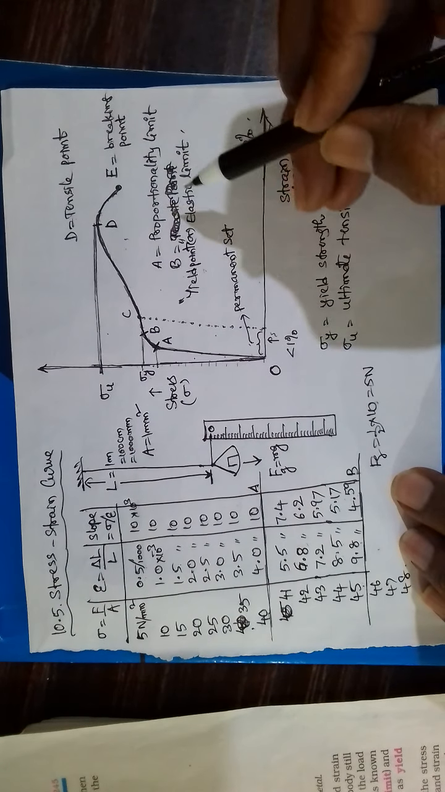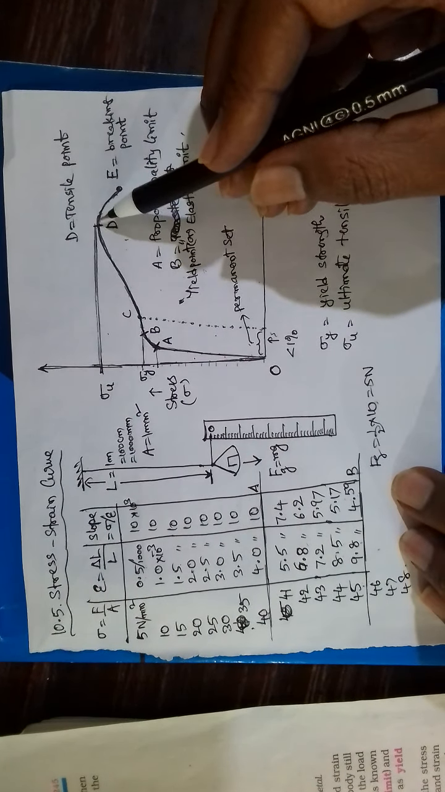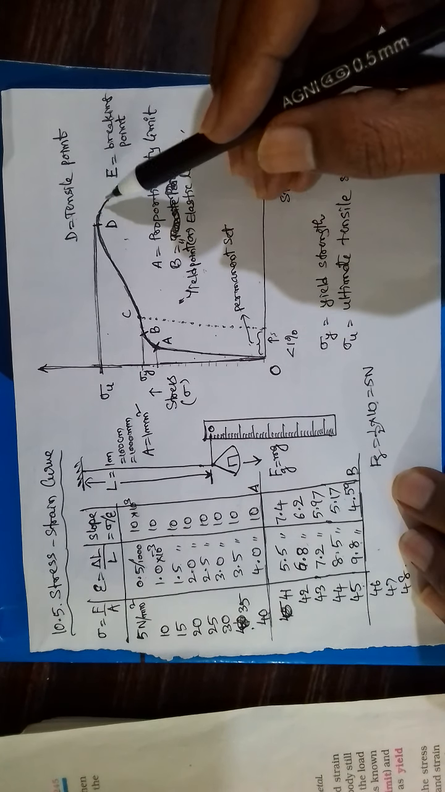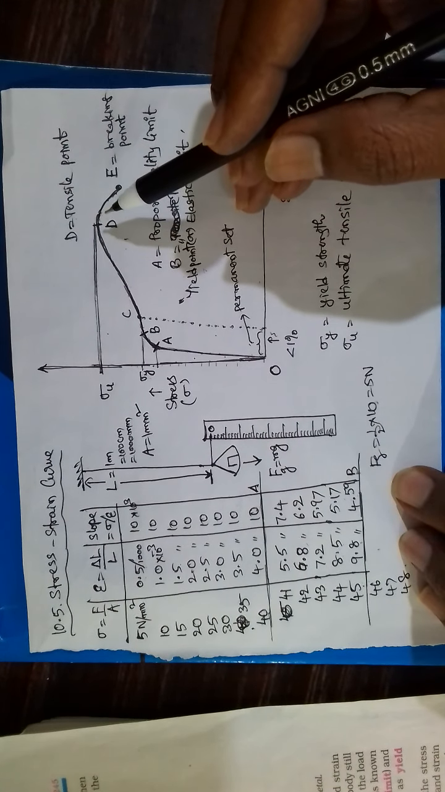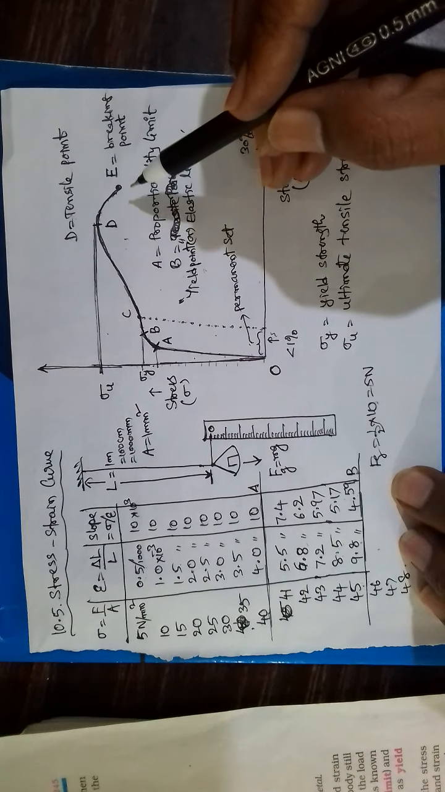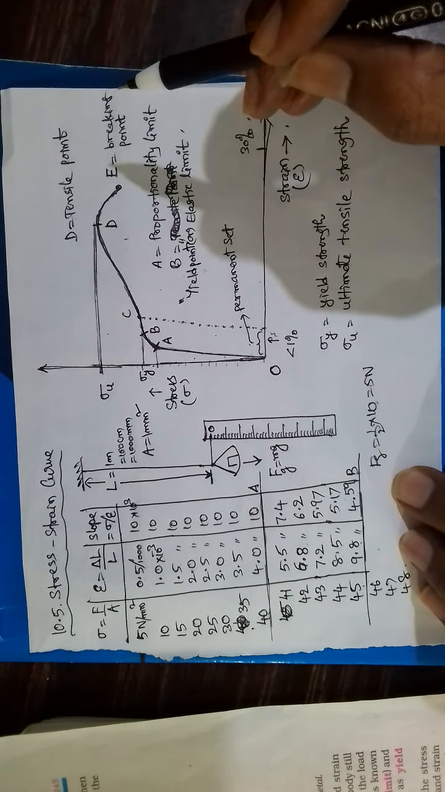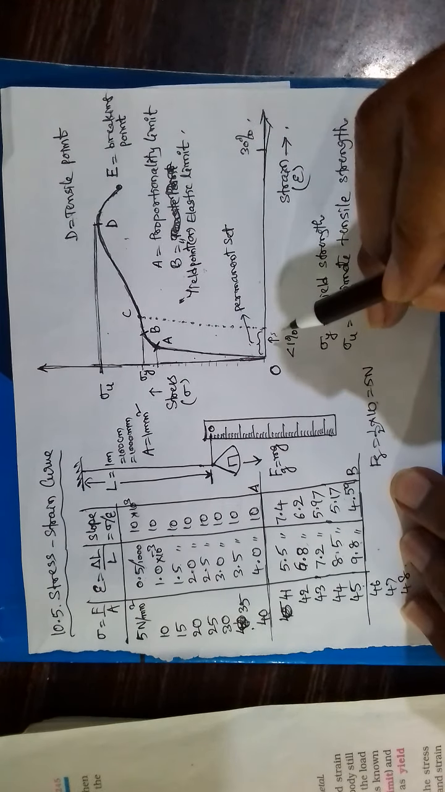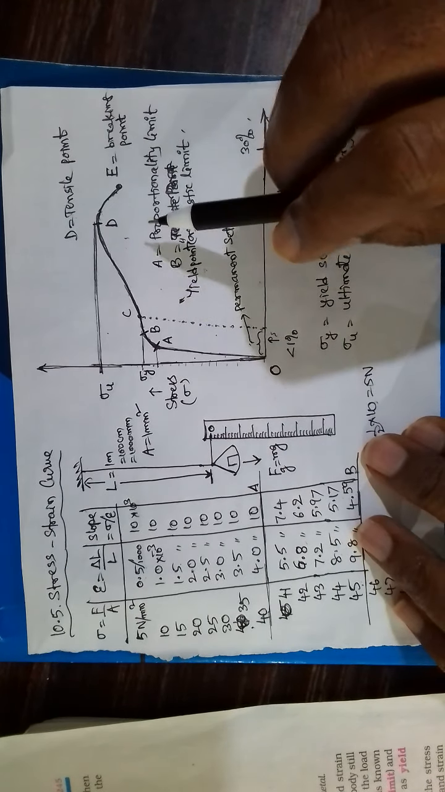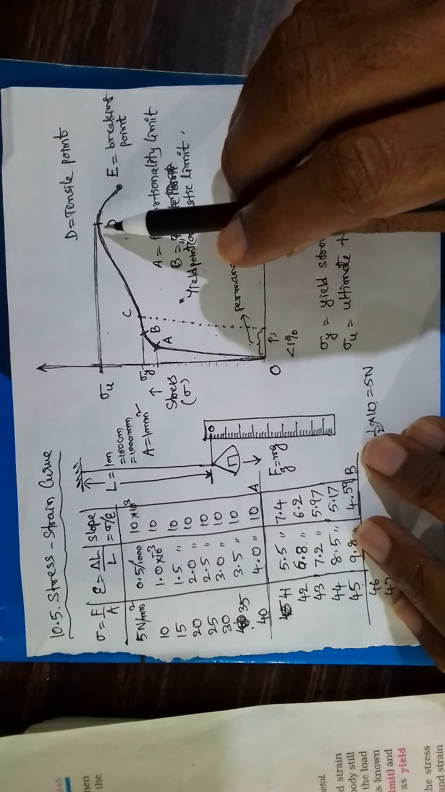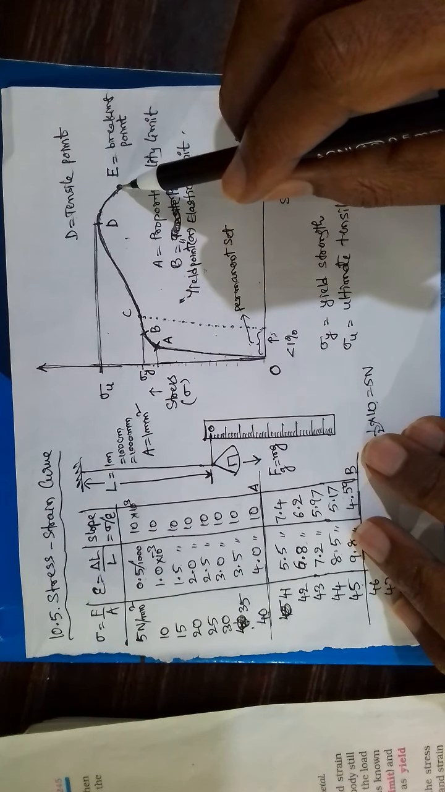And here it behaves like a fluid. Even though it is a solid, it behaves like a fluid, and it elongates and ultimately it breaks down. Now the distance between D and E.